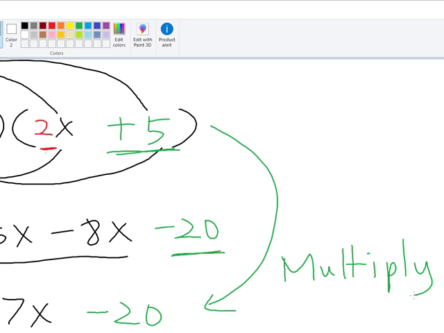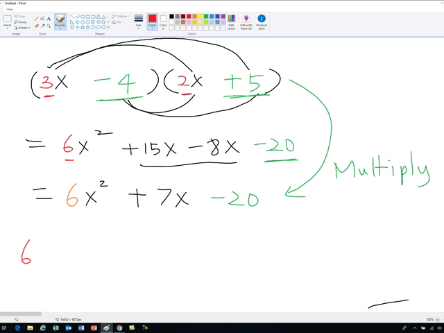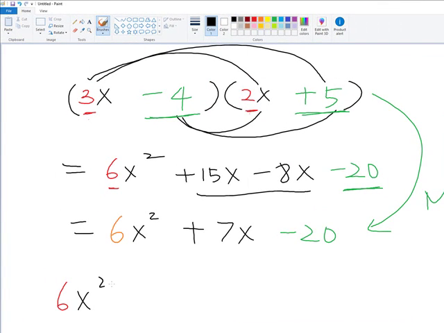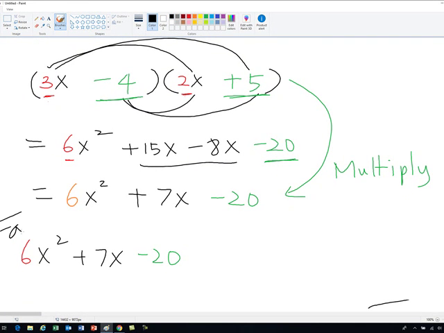So if I give you the question 6x squared plus 7x minus 20, and then I ask you to factor, the question says factor, then we are going backward, which can sometimes be more challenging because of this middle term.